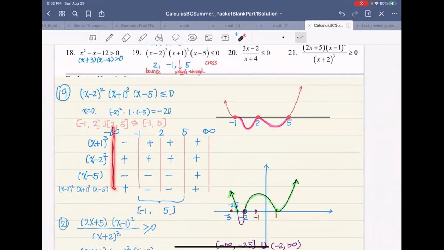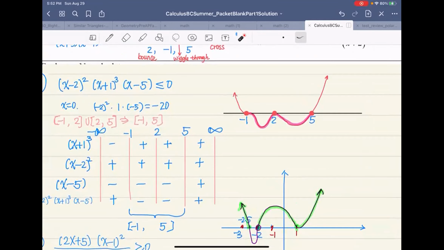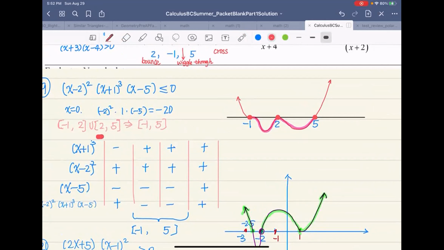I explain here the way to do the sign chart, okay? When you do the sign chart, you first mark this. You mark negative infinity on the very left. Then you mark your lowest roots. Here is -1. And then 2. And then 5. And then positive infinity. Okay?